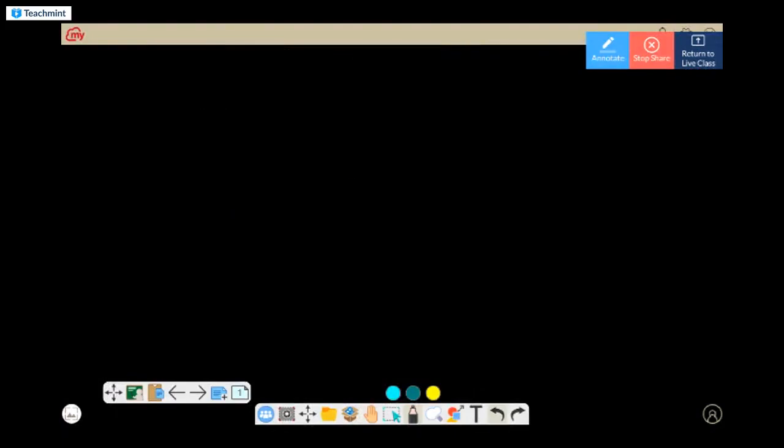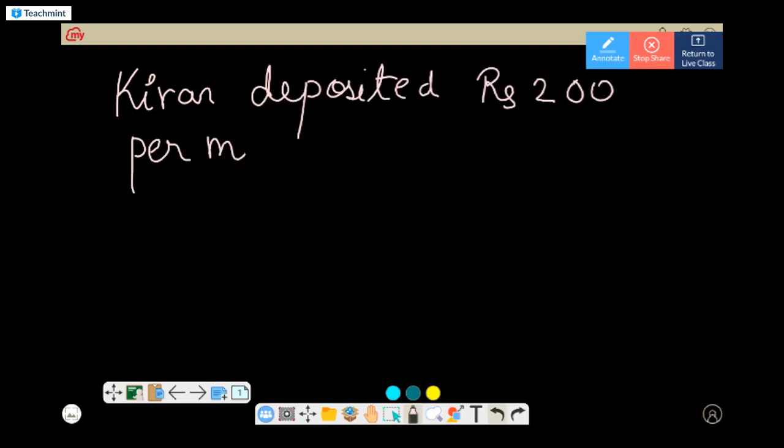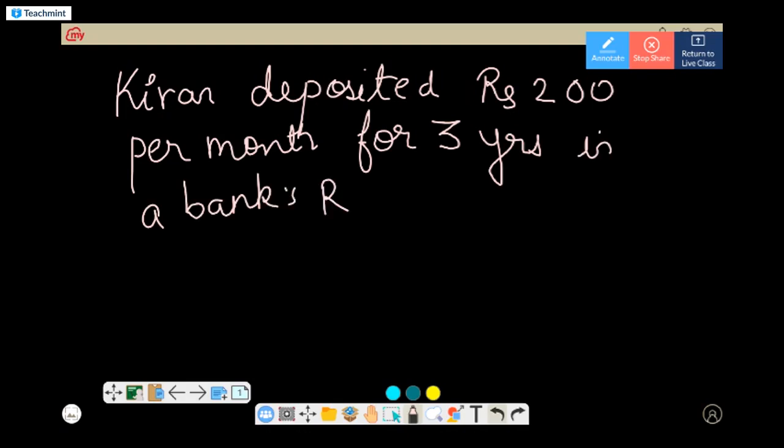Now let's take one example. First I'm picking up questions from your RS Agarwal book, and then we'll also have questions from Selena and some outsource books. So, Kiran deposited rupees 200 per month for 3 years in a bank's RD account. RD is shortly, I'm writing, recurring deposit account.